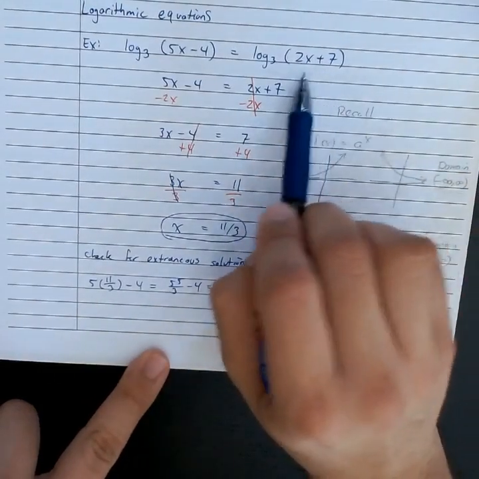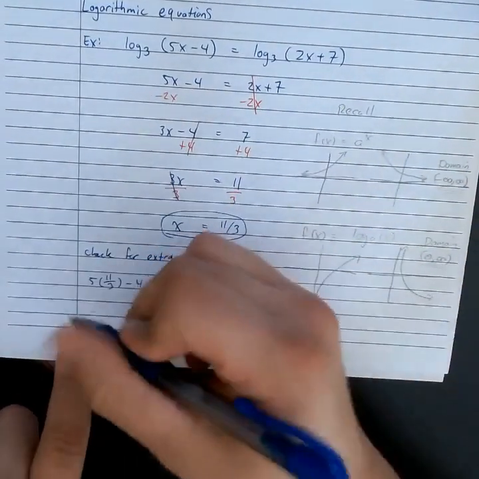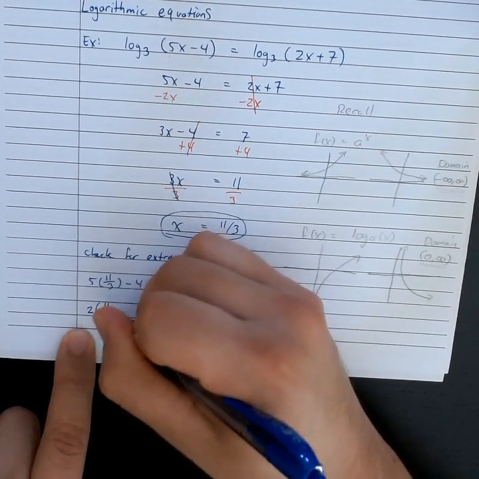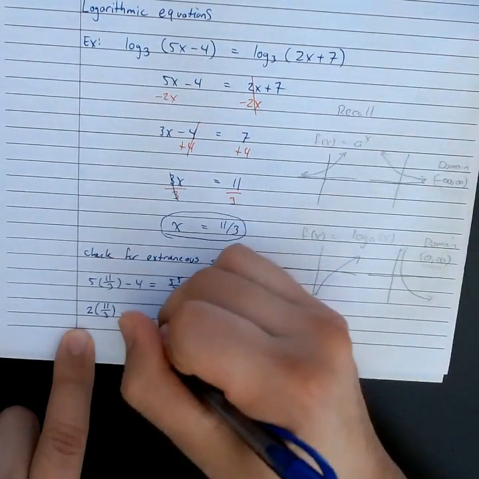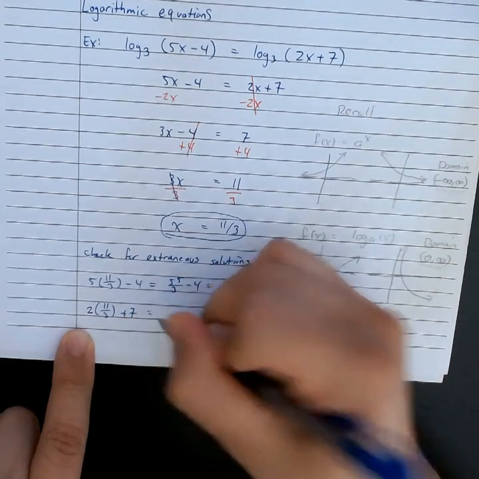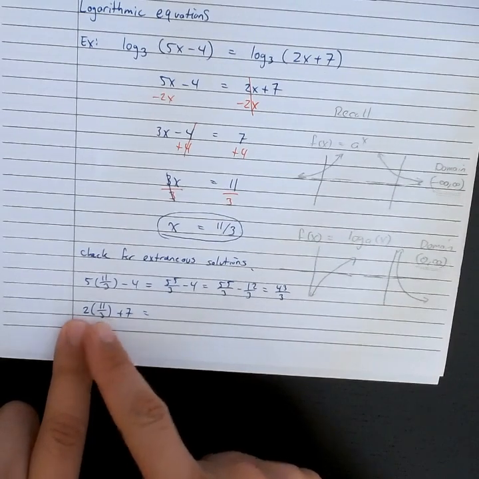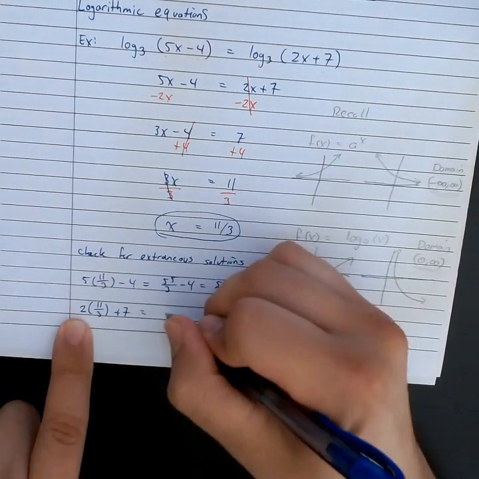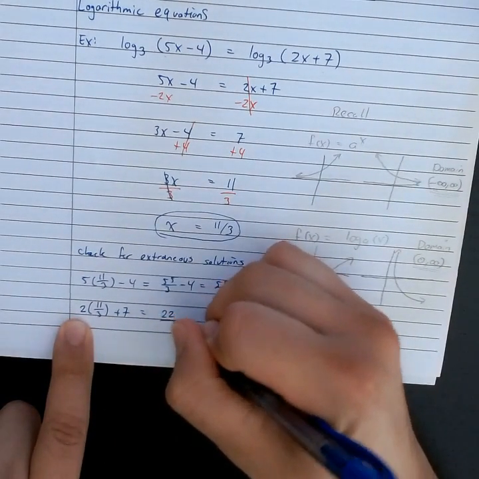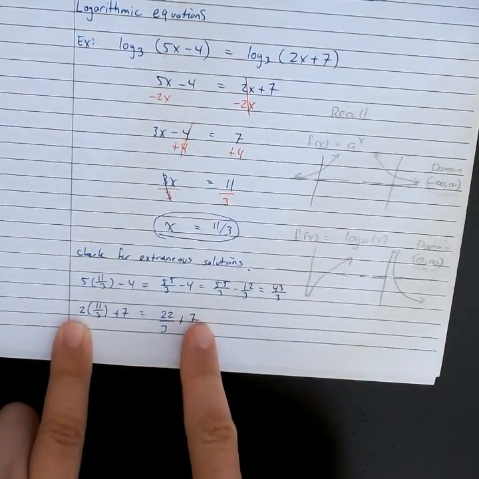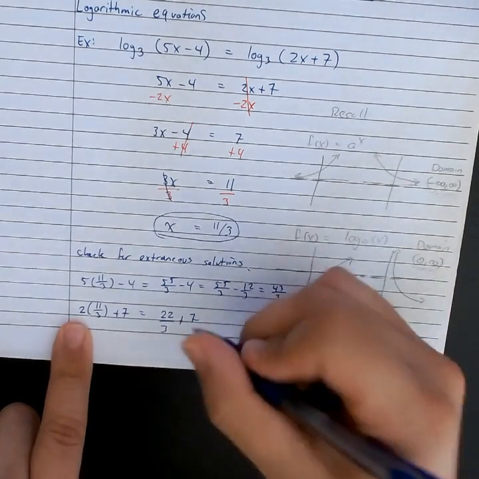But now, maybe this one has a problem. So let's check that one. Let's take 2 times 11 thirds plus 7. Oh, and that's got to be positive, because 2 times 11 thirds, a positive times a positive is a positive. Here I can actually go through and say it's 22 thirds. But then I have a positive number plus another positive number, and that's definitely got to be a positive number.